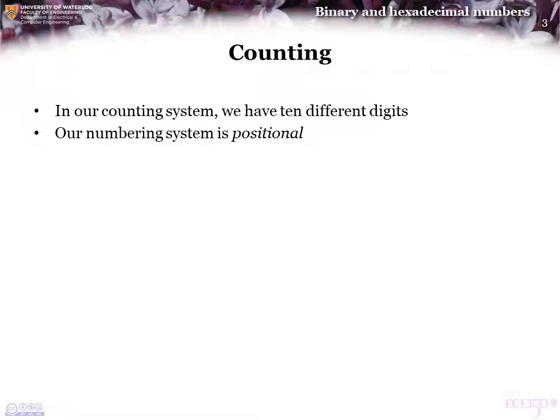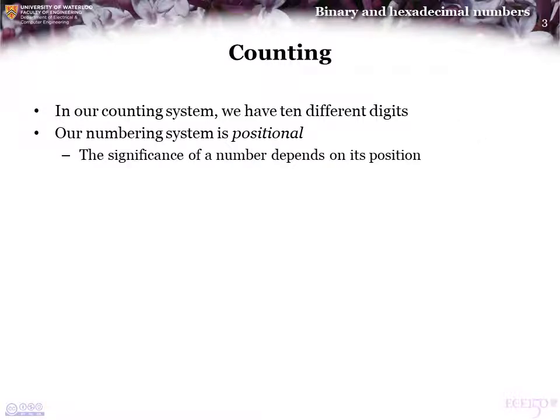Also, our numbering system is positional. That means the significance of a digit depends on where it appears in a number. Again, this is not always the case. In ancient Hebrew, every letter represents a number. So here we see the name David. D represented 4, Vav represented 6, and so here we have 4 plus 6 plus 4. So this is one representation of the number 14.